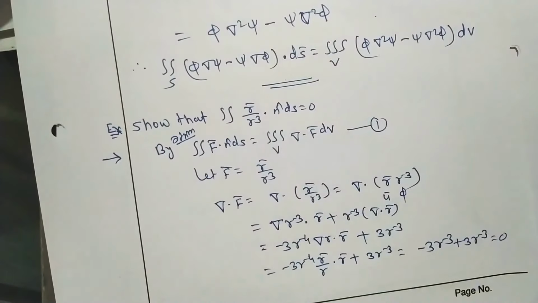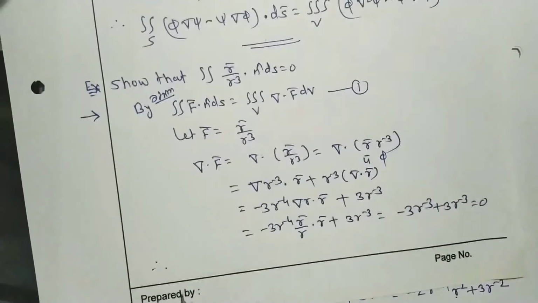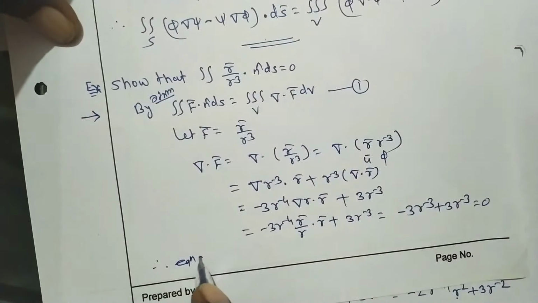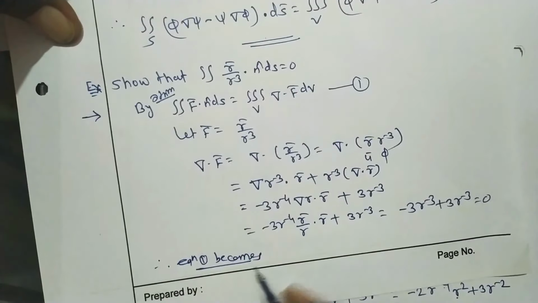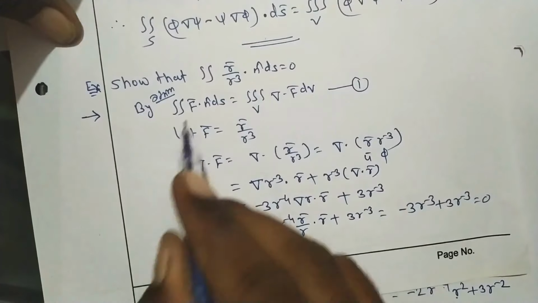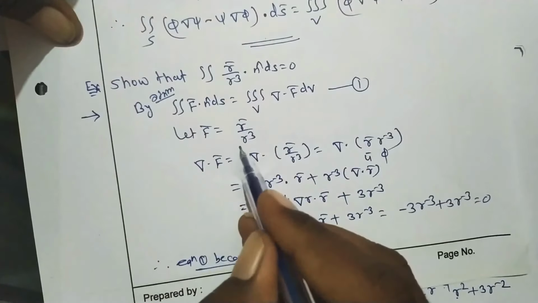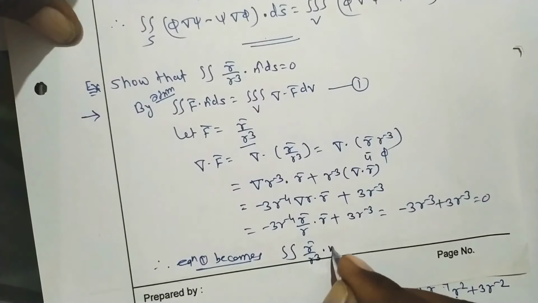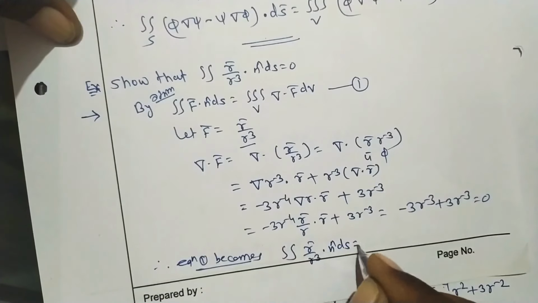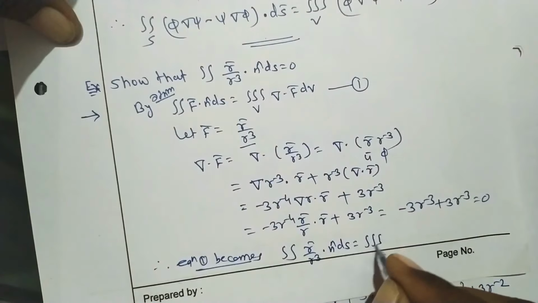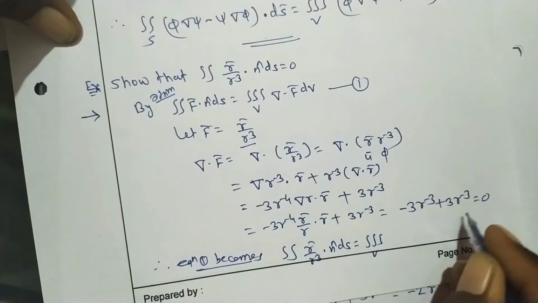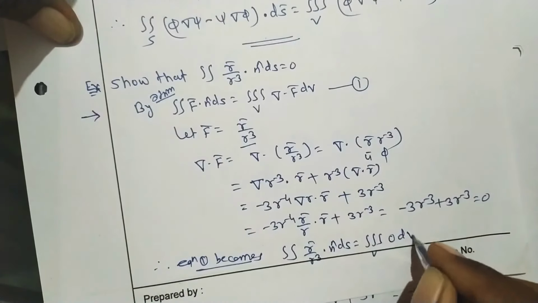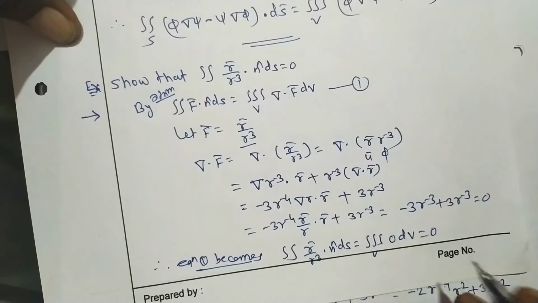If you put this here, therefore equation 1 becomes the double integral of f bar dot n cap into ds, where f bar is r bar upon r cube, is equal to the triple integral over v of del dot f bar, that is 0, into dv. So the value of this integral is 0, as required.